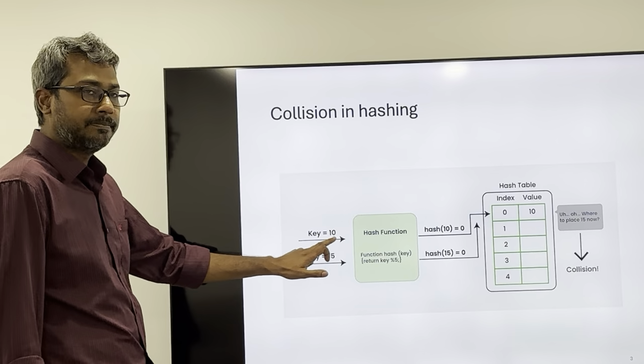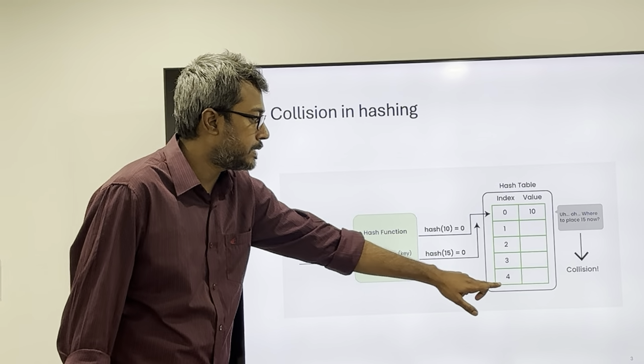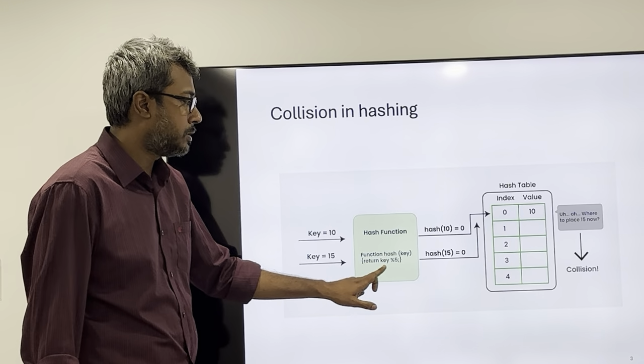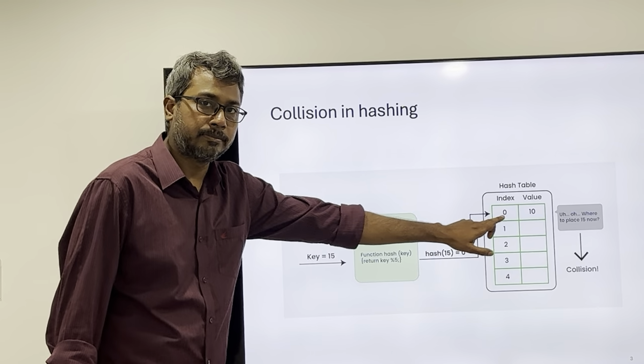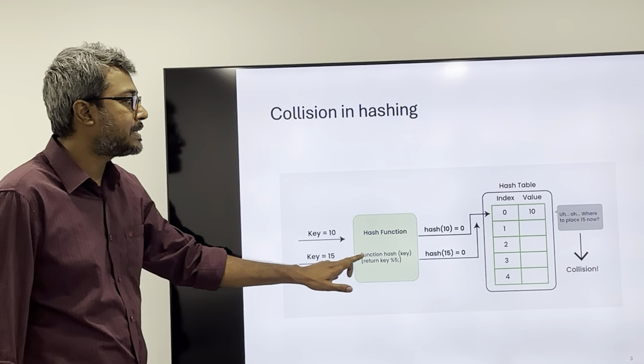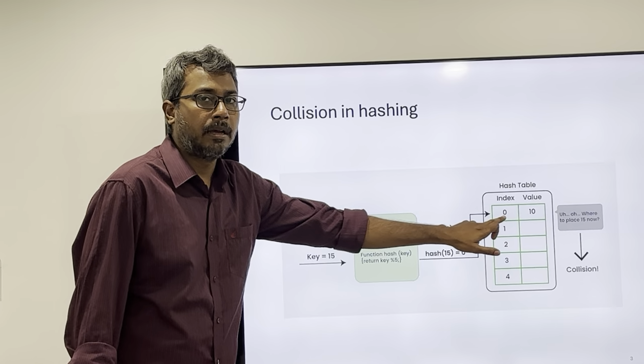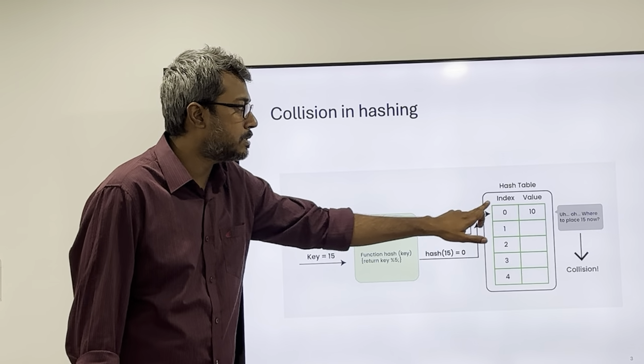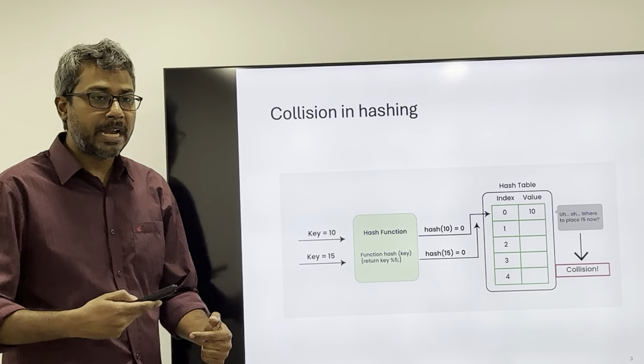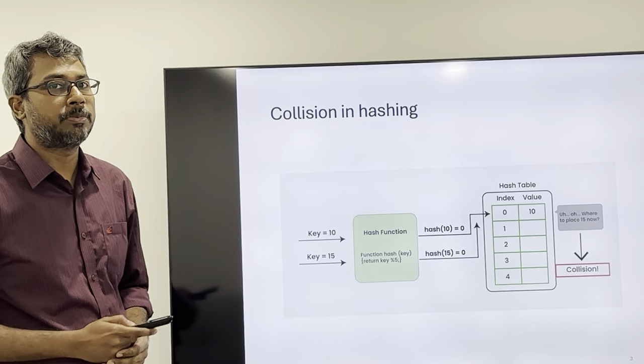We have a key 10 and the size of the hash table is 5. So if you do the mod, it is stored in index 0. But for 15, if you do the same mod, it's trying to save at the same index position. And this is what is called collision, trying to save the value in the same index position.